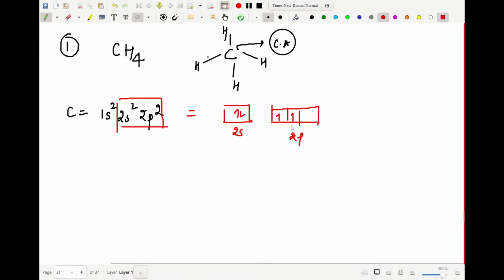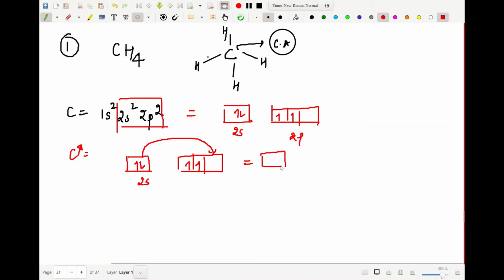We have 2 electrons in the p. Now when hybridization is happening, the central atom is excited. So the excited state looks like this. We have 2s and we have 2p, and whatever pairing electron is there, that electron is going to jump to the vacant orbital, and it is going to look like this, because we need to form bonds. So this is the excited state electronic configuration of the central atom.